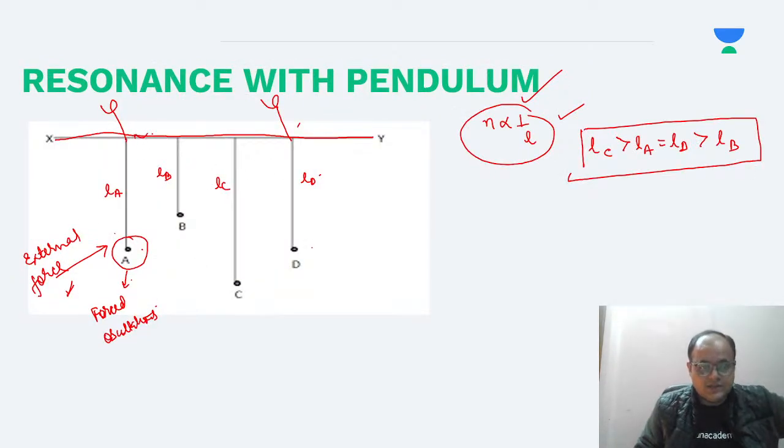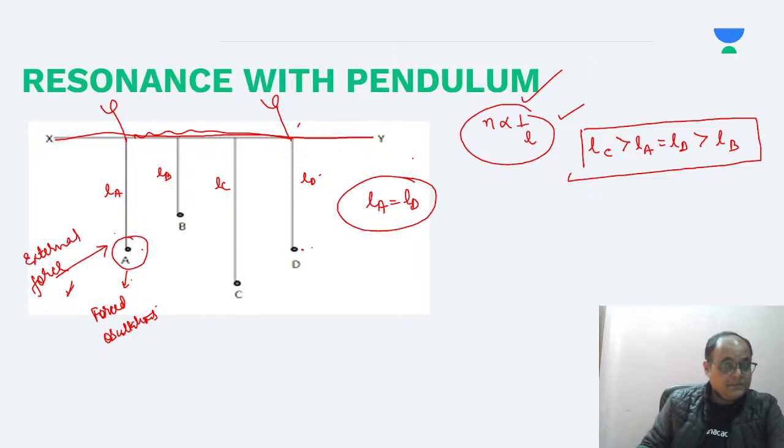I mean, this medium will facilitate the flow of waves, and what will happen, this D will be in resonance with A. Why? Because LA is equal to LD. Since the length of both the pendulums is equal, D will be set into oscillation with A, and this is a condition of resonance.